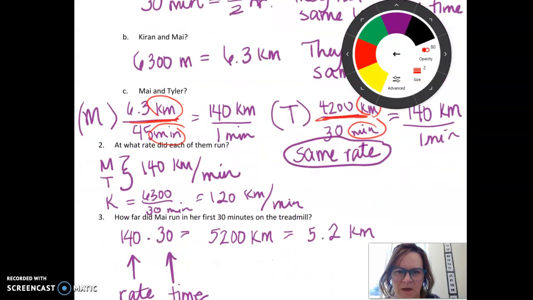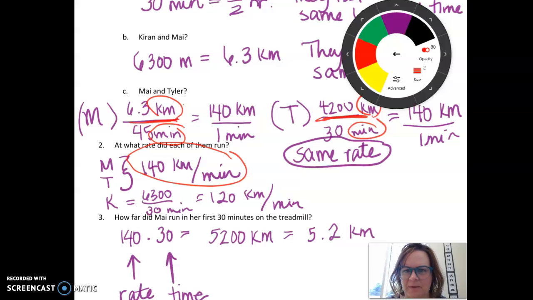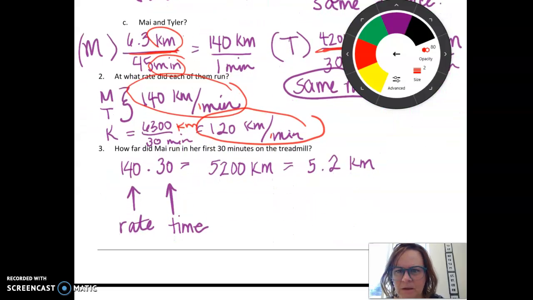What rate did each of them run? Well, we just did Mai and Tyler, so we know they ran 140 kilometers per minute. So then I just had to figure out Kieran. So I took 6,300 kilometers divided by the 30 minutes that Kieran ran, and 6,300 divided by 30 is 120 kilometers per minute. So you can see that Mai and Tyler are going further in a minute, so they are going faster than Kieran.